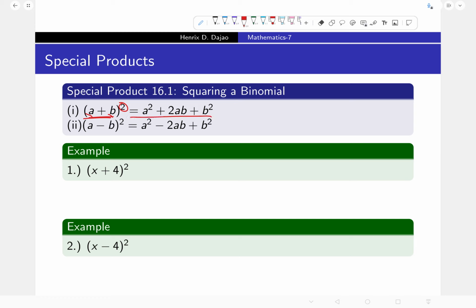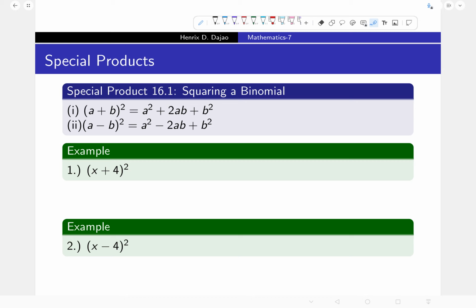So we have this one. You're going to square the a, then plus multiply a and b, and then multiply it again by 2, so that's 2ab, plus b squared. So you're going to square the b. So that's the pattern. When this is the form, this is the binomial, and you're going to square it. Now the formula to get the product is this.